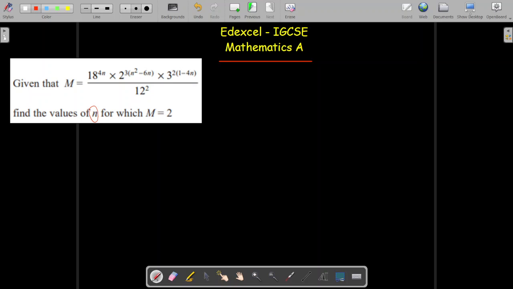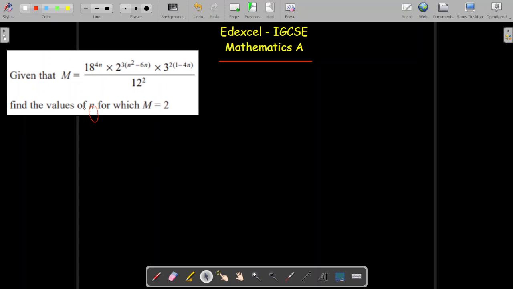So you need to find the value of n for which m is equal to 2. What is the meaning of that? It means that m is going to be equal to 2 to be able to find out n. So now we're going to try to simplify our equation. It says that m is going to be equal to 2, and we have a very large fraction.